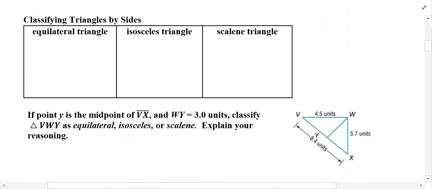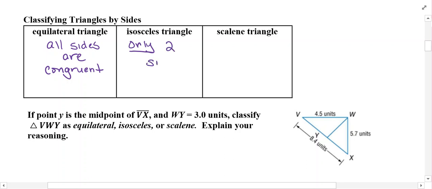Next, we'll classify triangles by sides. We have an equilateral triangle, where all sides are congruent. Isosceles, which in this class will be the definition that we have only two sides congruent. And the third is scalene, with no congruent sides.